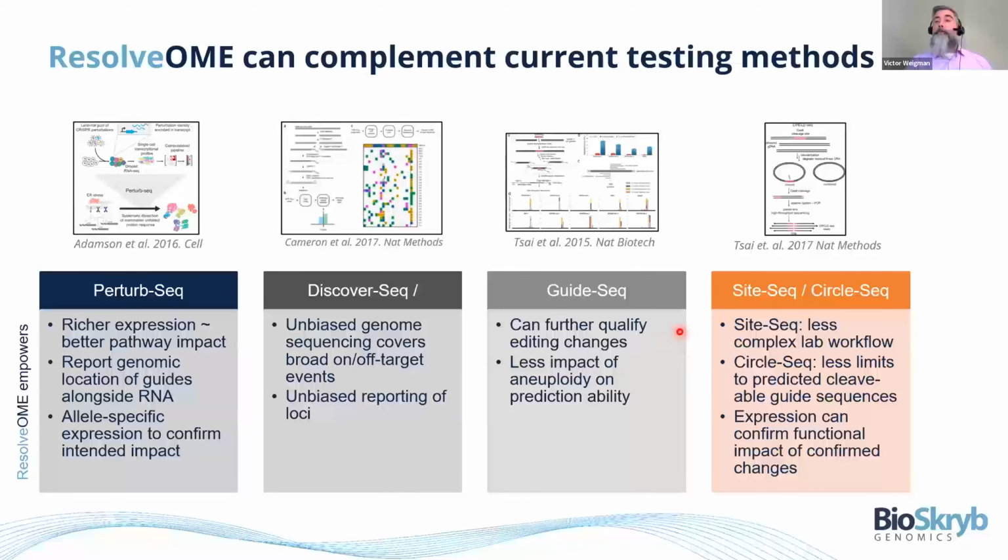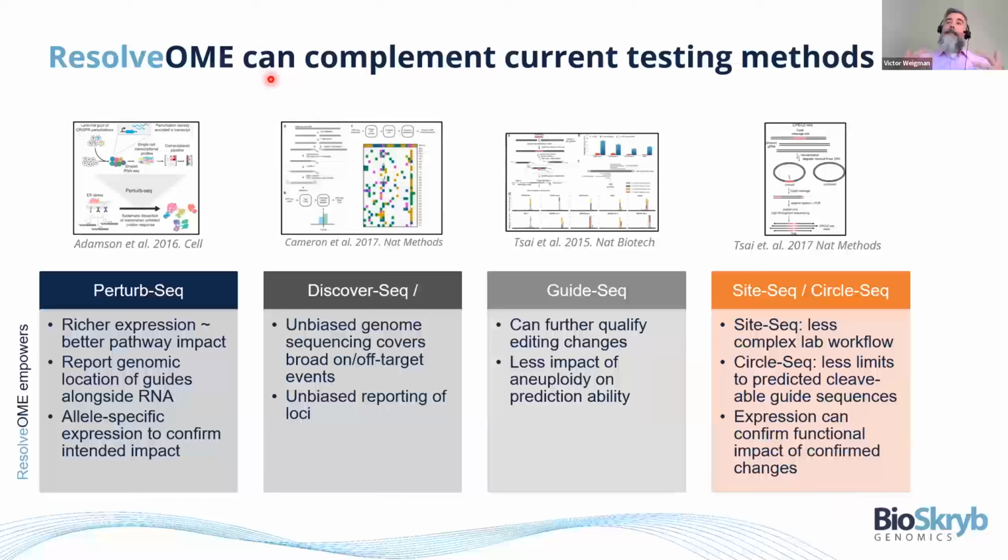For GUIDE-seq, we can further qualify the variability of changes due to the edit, and we're less affected by changes in copy number that may thwart getting a fuller picture of where the editing events are happening. And for SITE-seq and CIRCLE-seq, certainly with the genome and transcriptome unbiased workflow, we're a little bit less complex as far as the mechanical steps in SITE-seq. And CIRCLE-seq, we have fewer restrictions to predict cleavable guide sequences because we're sequencing all the way through versus cleaving prior to detection. And of course, the expression can really confirm the impact of those changes that you're assaying in a broad spectrum.